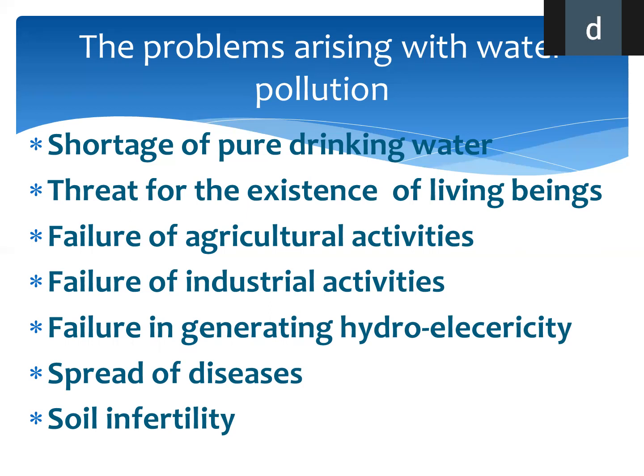When the waterways get polluted, the drinking water gets polluted also. So it becomes impure, and we cannot get pure drinking water. Threat for the existence of living beings. When agricultural waste and industrial waste are added to the waterways, the waterways automatically get polluted. So it threatens the existence of the living beings there. So that is another problem.